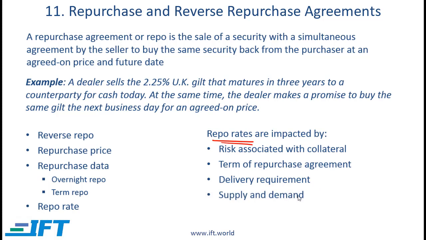Supply and demand of the collateral. If the supply of the collateral is relatively low, in other words, the collateral is scarce, then the repo rate is lower. The reason is, if the supply is low, then clearly the collateral is valuable, and since the collateral is valuable, the rate is lower. And finally, the interest rates of alternative financing also impact repo rates.